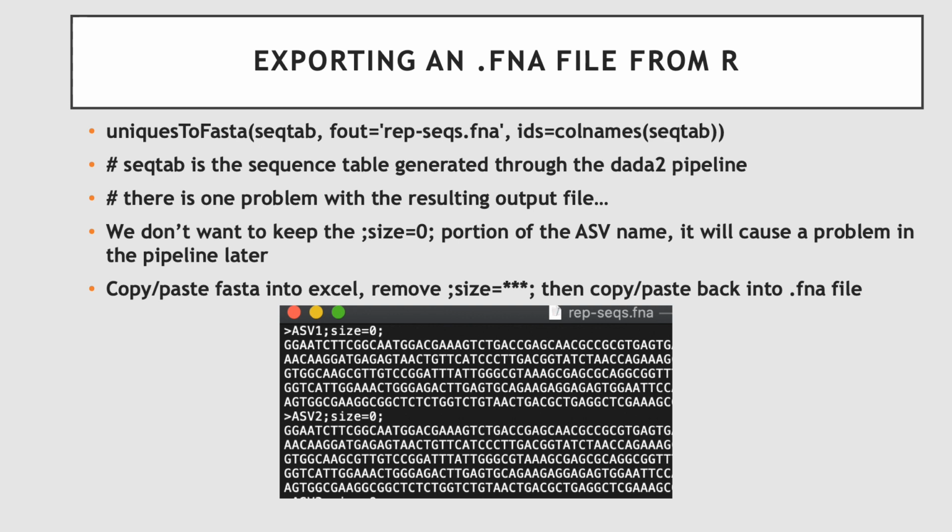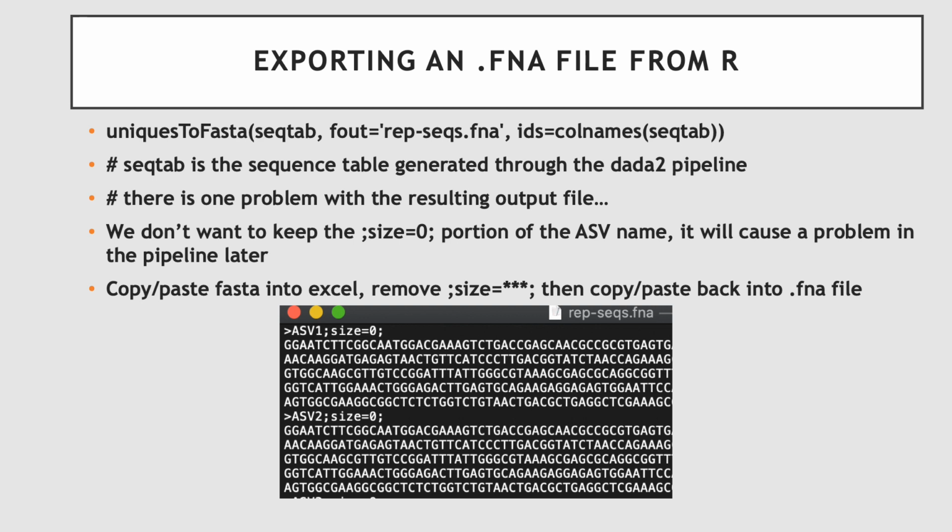There's one problem with the resulting output file that I wasn't able to figure out how to manipulate in R, so I'm going to walk you through how to do it just using Excel, and it's very simple and easy. In the first line of each entry, there's ASV number whatever. After that, there's the semicolon size equals some number semicolon.